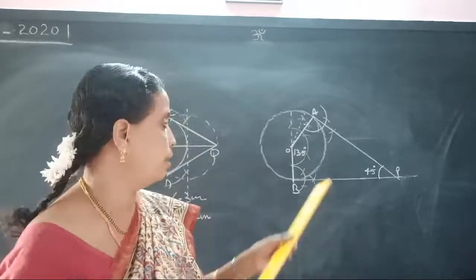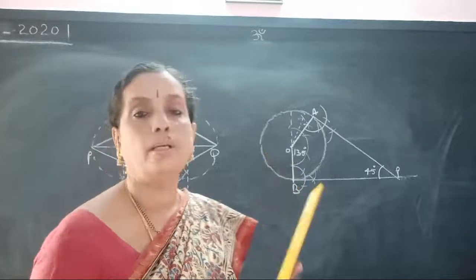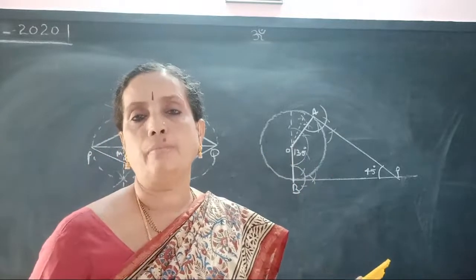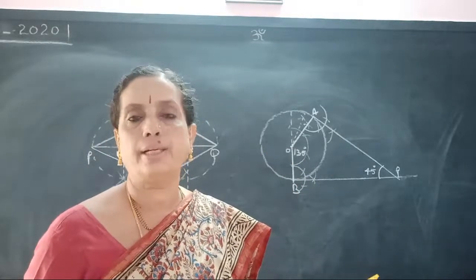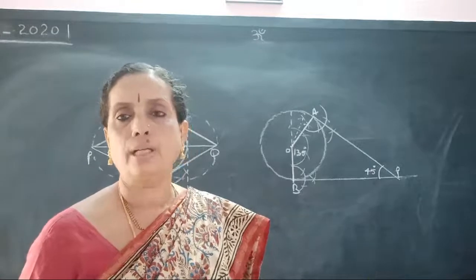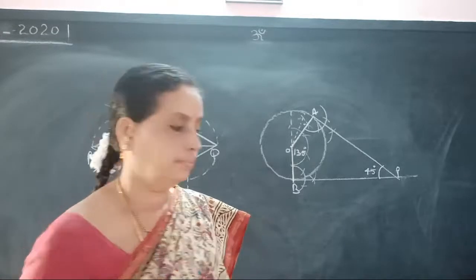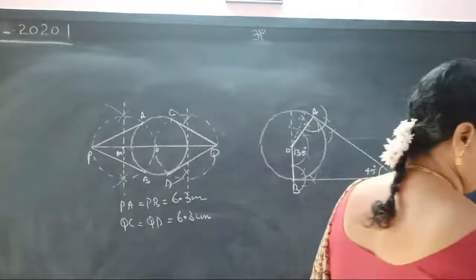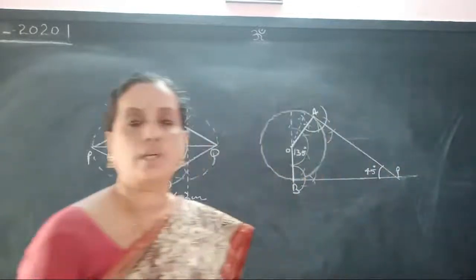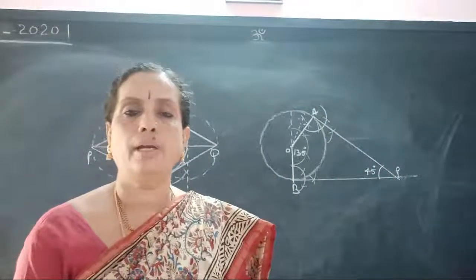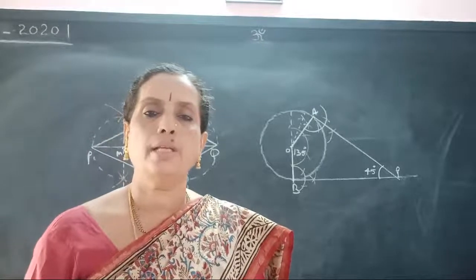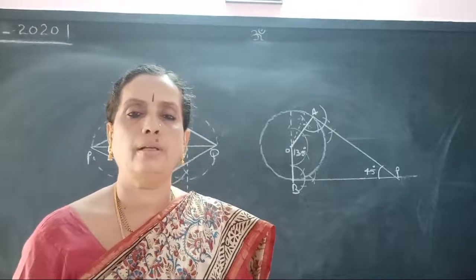Now measure the tangents PA and PB. You should get equal measurement. Check it and write the measurement below the construction. Below the construction, write the measurement. What is the measurement? 6.4 centimeter.